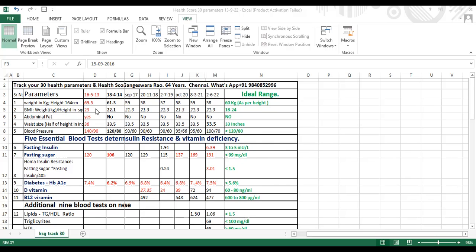Then one is weight, then BMI, then abdominal fat. Whether any abdominal fat is visible or not, we must check. What is the waist size? It should be half of the height in inches. The blood pressure should be below 120, and this is the ideal range in green, friend.